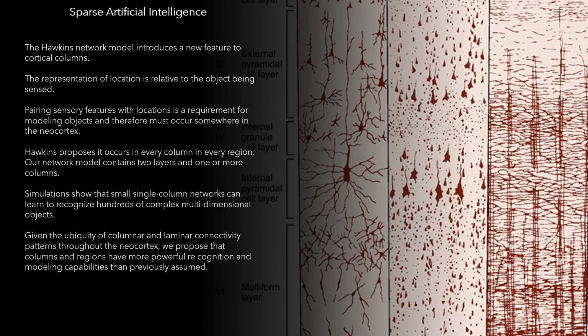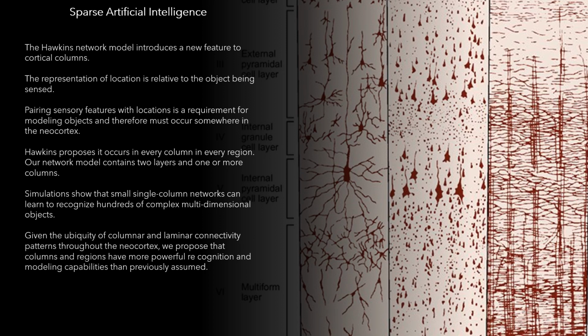Sparse artificial intelligence. The Hawkins network model introduces a new feature in cortical columns, that proposes that a representation of location is calculated within the subgranular layers of each column. The representation of location is relative to the object being sensed. Pairing sensory features with locations is a requirement for modeling objects and therefore must occur somewhere in the neocortex. Hawkins proposes it occurs in every column in every region. The network model contains 2 layers and 1 or more columns.